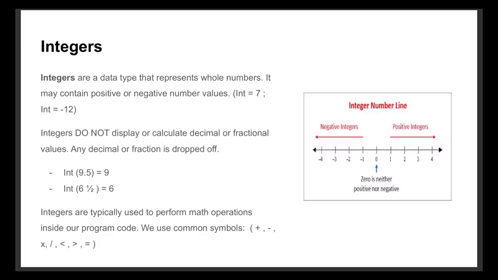We use integers typically within our mathematical formulas and equations, and we use them commonly with other mathematical symbols such as plus, minus, greater than, less than, or equal. If you have any type of decimal or fractional value inside of an integer value in your program, it will automatically be dropped off, and you will only display the numerical whole number value of each integer. Now let's contrast that with a float.